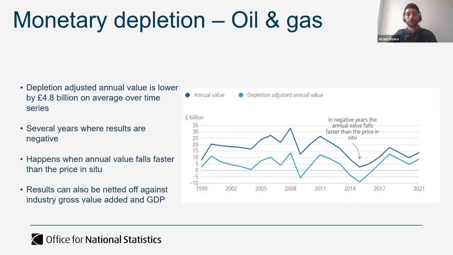What we've mapped out here is one possible use of the depletion results. The annual value is itself a residual value of the industry profitability attributed to nature. And if we wanted to, we could deduct depletion from the gross value added of the industry, or even the entire economy's GDP to produce the likes of NDP.